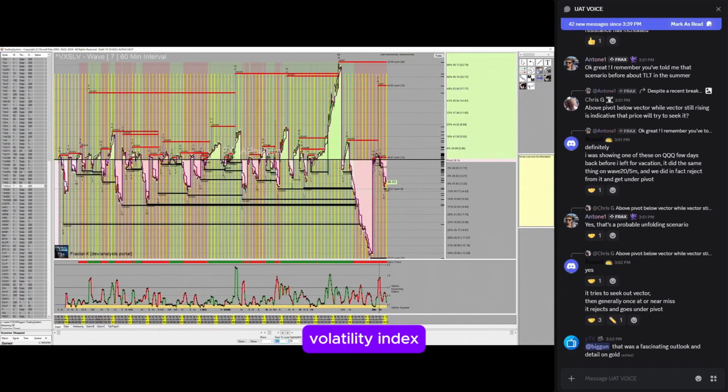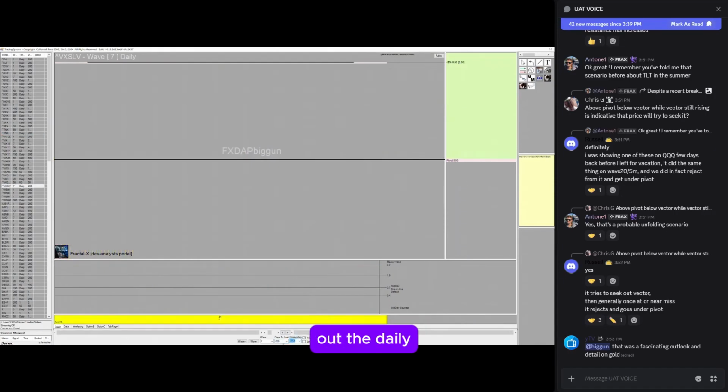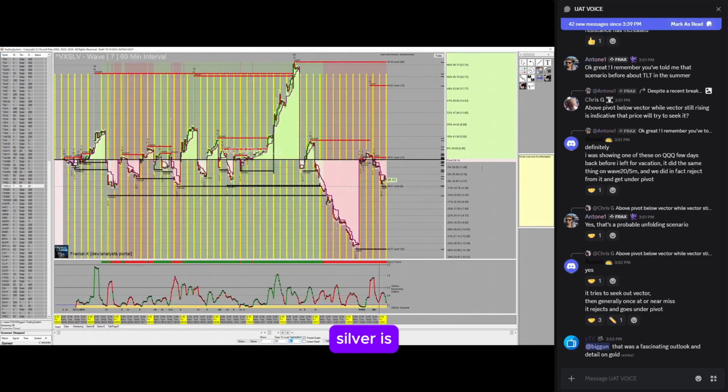So this is the silver volatility index. I think there might be an issue. Let me try the daily. Yeah, the daily isn't working because of Yahoo, but this is where silver is, right?